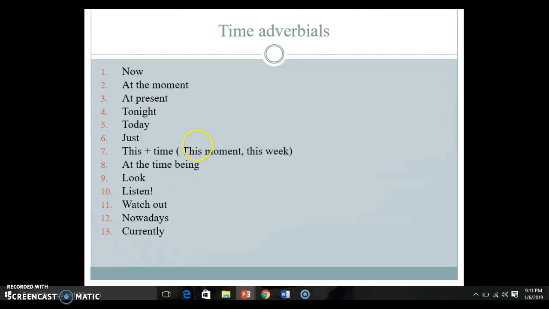Next, these are the adverbials or signal words of the present continuous tense: now, at the moment, at present, tonight, today, just, this time, this moment, this week, at the time being, look, listen, watch out, nowadays, currently.